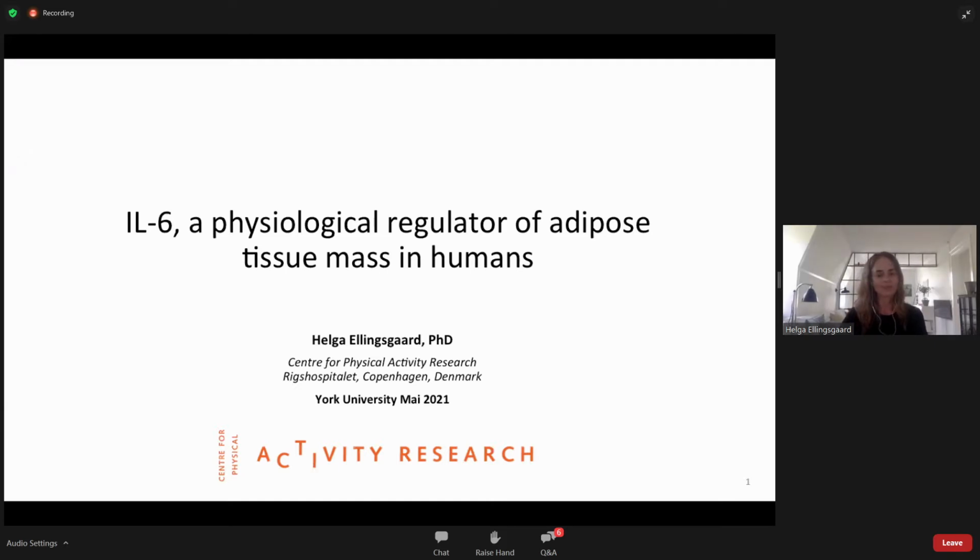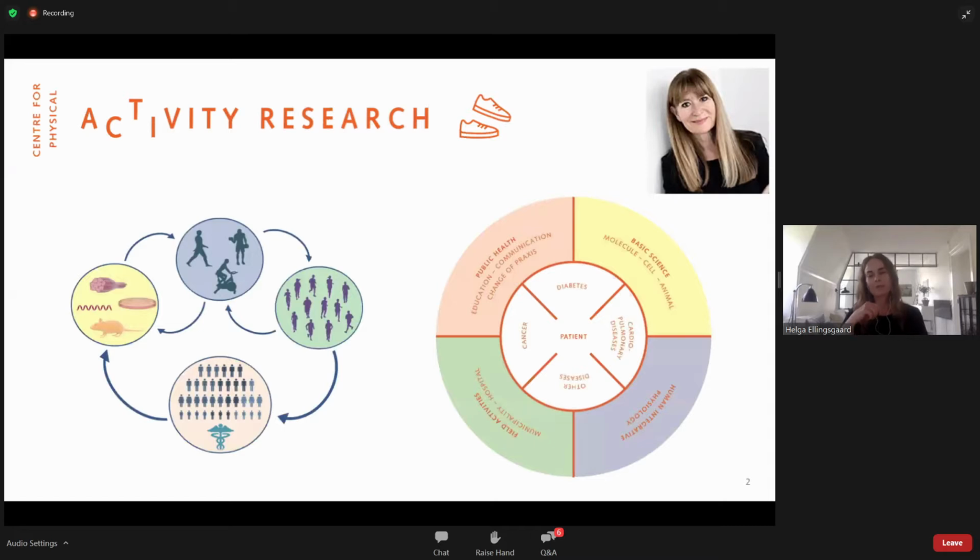which is the Center for Physical Activity Research at the University Hospital in Copenhagen. The center is headed by Professor Bente Klarlund Petersen, and consists of 9 research groups, which all work on different aspects of exercise and its influence on health and disease. And the groups have quite different ways of working, which is supposed to be illustrated in these 2 schematics. So we span somehow from molecular work, basic science, over human integrative physiology studies, also to clinical intervention studies.